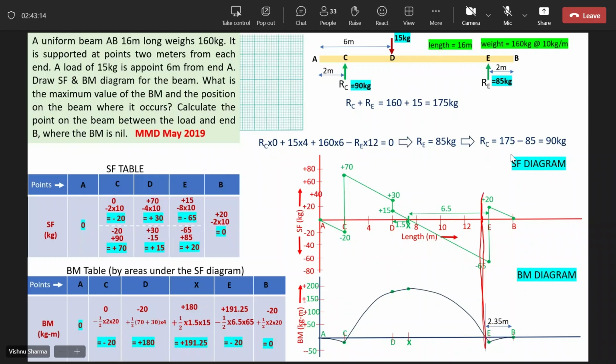BM at this point is 0. What does it mean? That means area 1 under the SF diagram plus area 2 under the SF diagram plus area 3 under the SF diagram plus area 4, up to this point, the algebraic sum of these areas is 0. That is why the BM at that point will be 0. Do you agree with me? Yes or no?